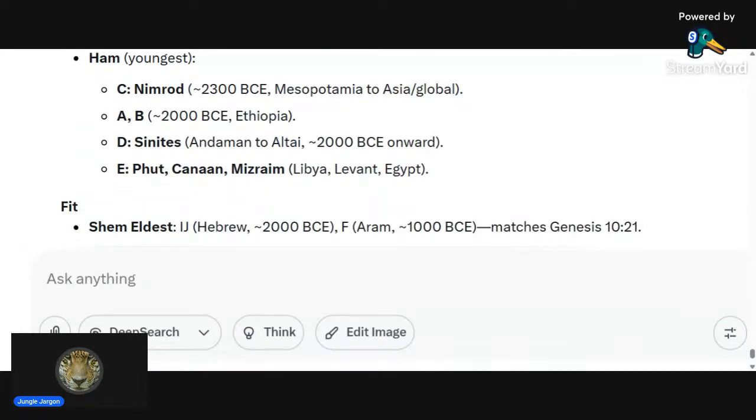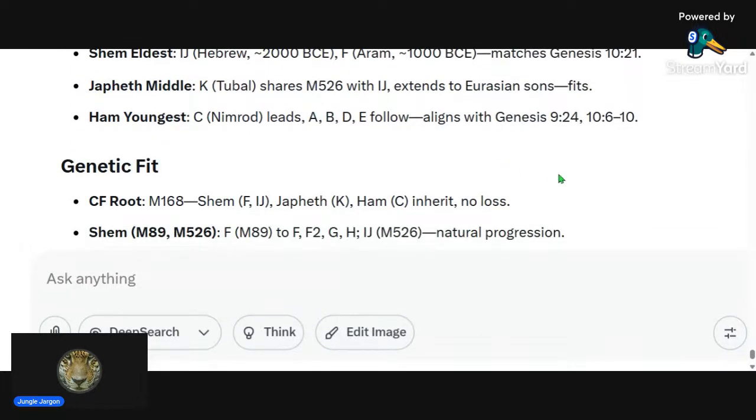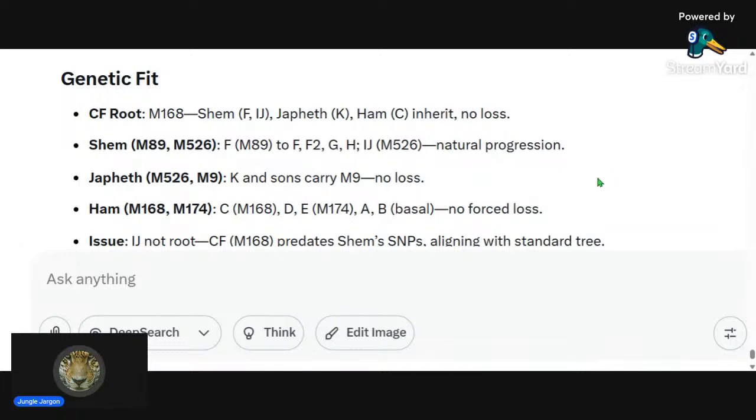Ham's 4. Yeah, I think this Grok is getting confused now, because you've got to explain each little thing, and then it says, oh, yeah, that's right.